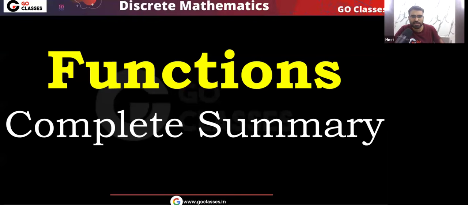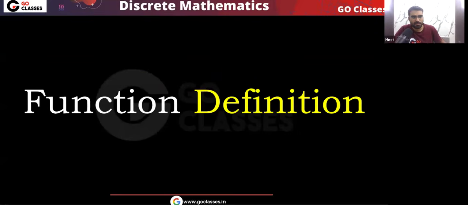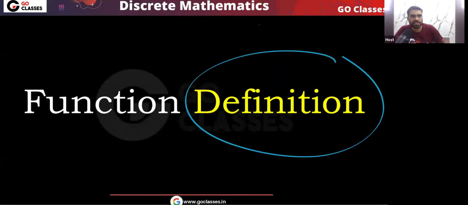This is a summary lecture, remember. In this lecture, we will see the complete summary of functions. I am not going to discuss the concepts in a very detailed way. I will discuss all the concepts, but in a summarized way. So let's start. First, we will start with the function definition. Let's see what is the definition of a function.